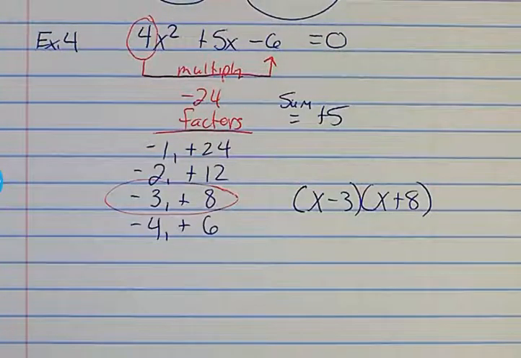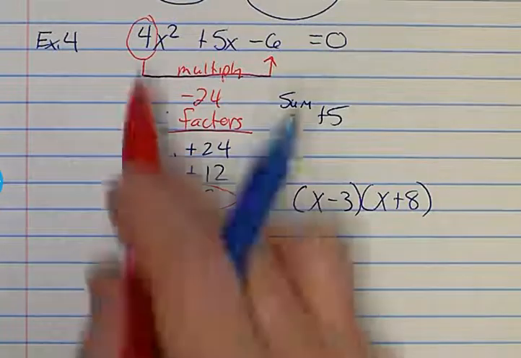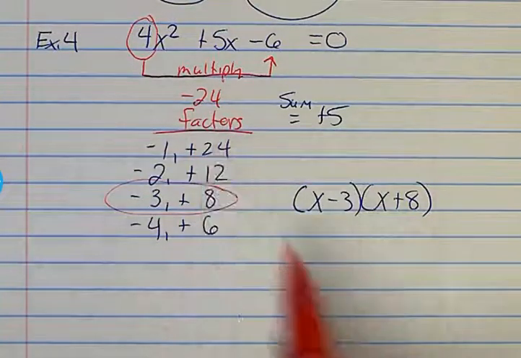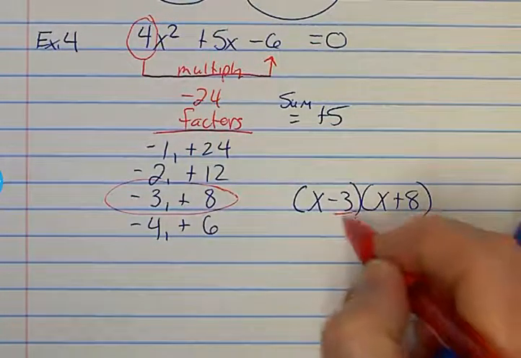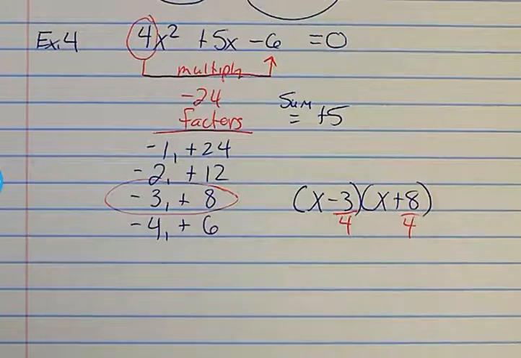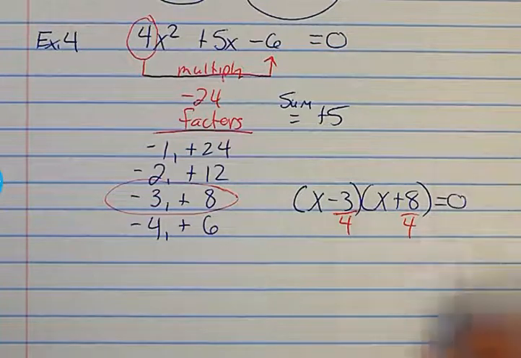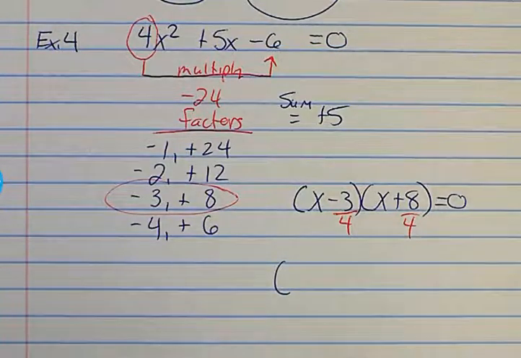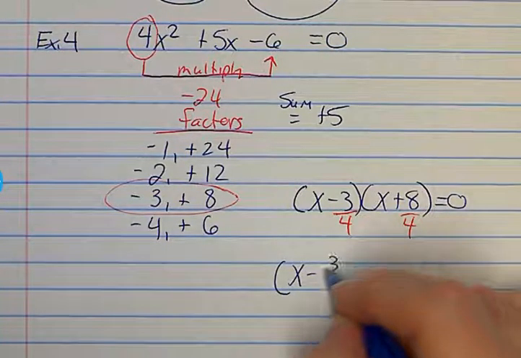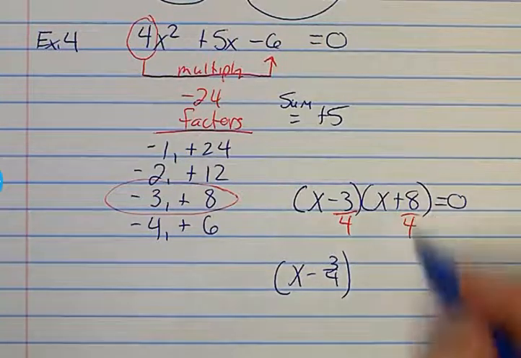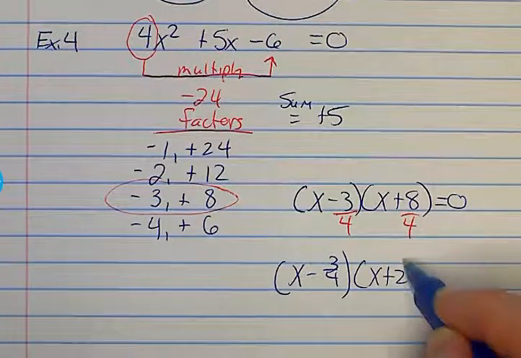Got something to do with 4. Got to divide by 4, right? Because we multiplied by 4 in the beginning to get this number, so we've got to balance it back out. So go back and divide these two numbers by 4 to balance it back out. Alright, 3/4. That one doesn't simplify, so you're good there. 8 divided by 4 is 2.